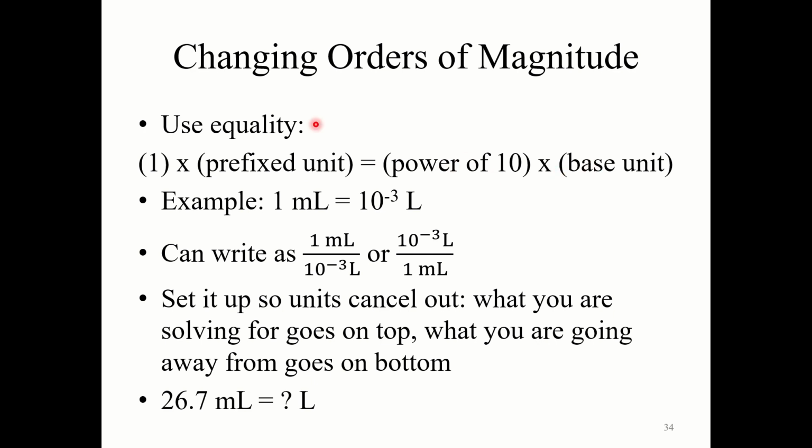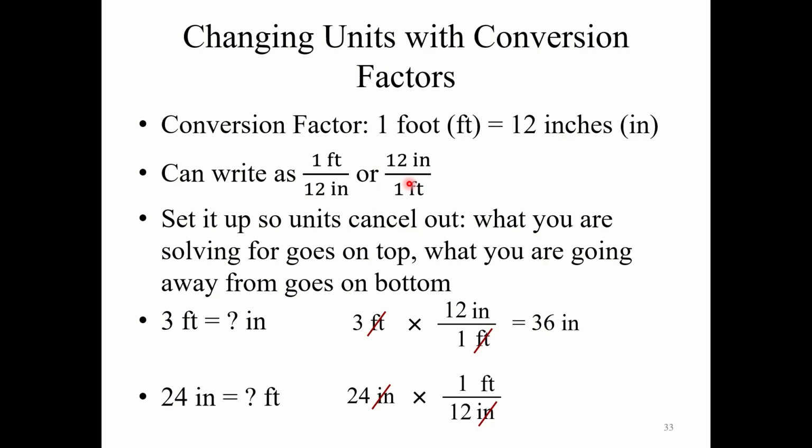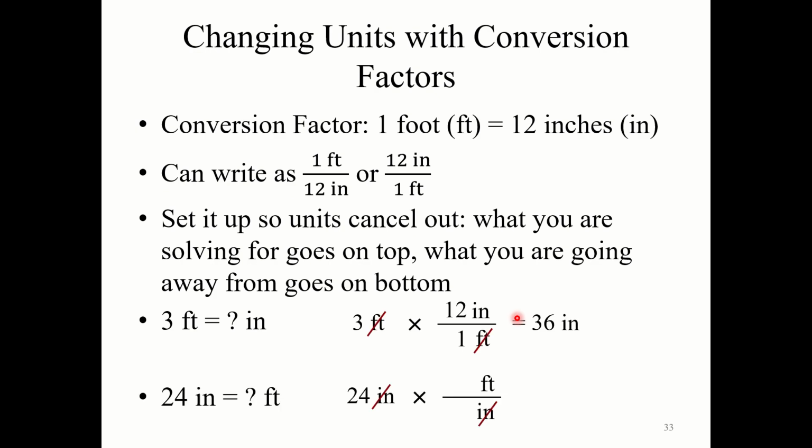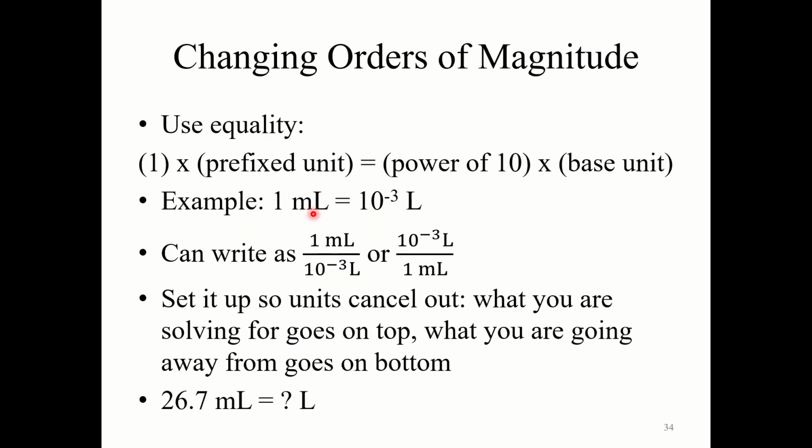So for example, let's say you are trying to convert from milliliters to liters. Liters doesn't have a prefix, so it's our base unit. And milliliters has a prefix, so that is our prefix unit. So I would say 1 times the prefix unit, so 1 milliliter equals the power of 10. So you would find the power of 10 for milli. And milli, let me go back to the previous slide here. Milli is 10 to the negative third. So when I write this out, it's 1 milliliter equals 10 to the negative third liters.